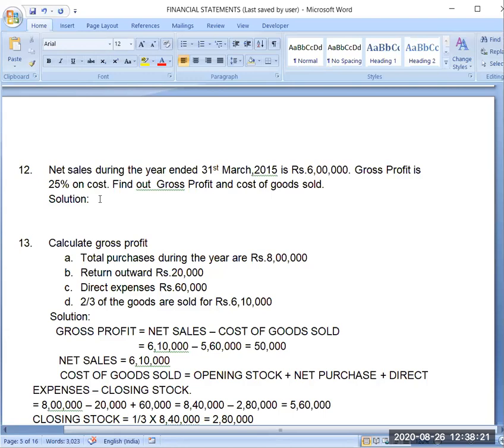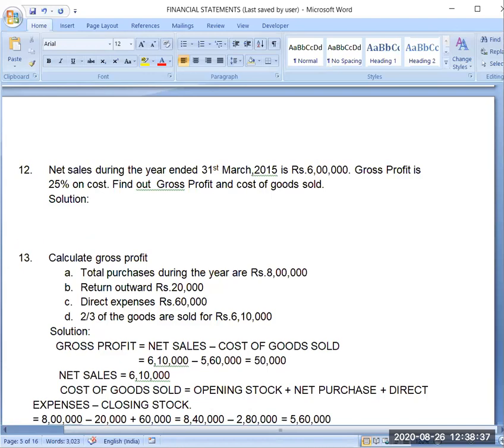Now the point is that I have not been given the amount of cost, but the percentage of gross profit has been given on cost. So now how to calculate the gross profit in such a situation? First tell me whether the question is clear. Amount of sales has been given. I have to calculate the gross profit and cost of goods sold. So first I will write the formula, then you will understand it more clearly. Gross profit is equal to net sales minus cost of goods sold.